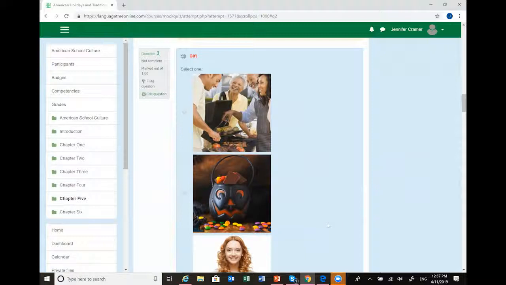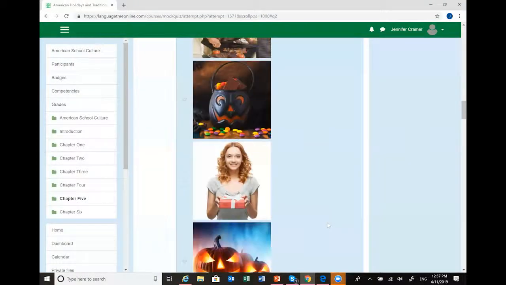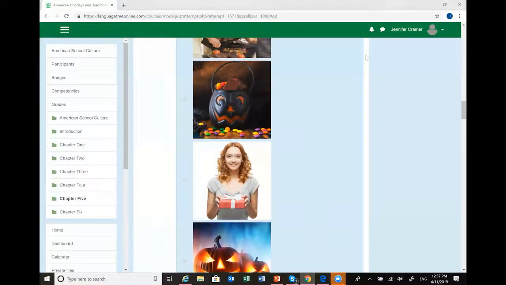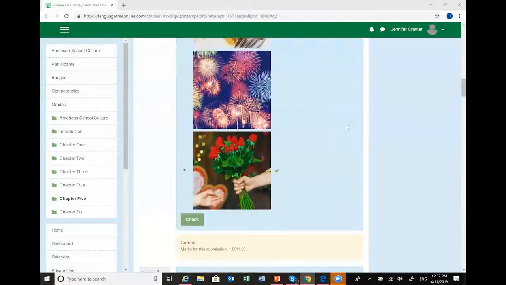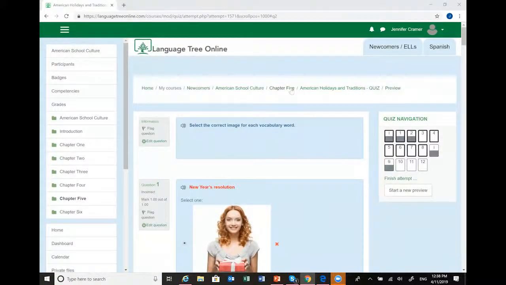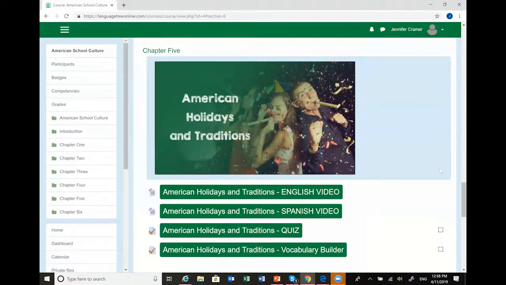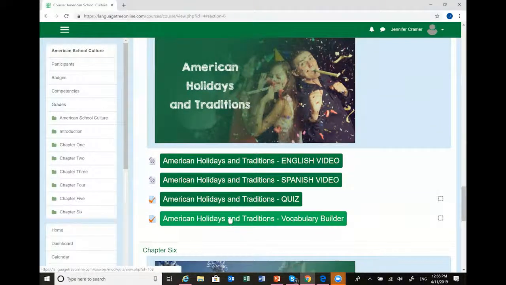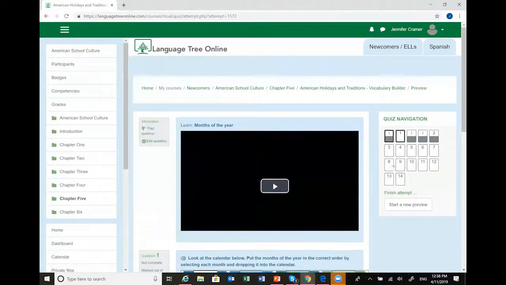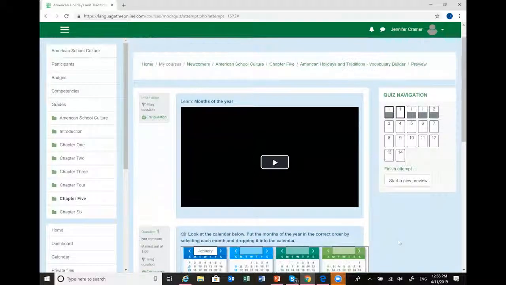Yeah, thanks, David. So the exercises, there's quite a few, and it goes on and on, but I'll go back up because I just want to show you one last section. And this is the vocabulary builder. I'm logged in as an administrator, so I've been in here quite a bit.